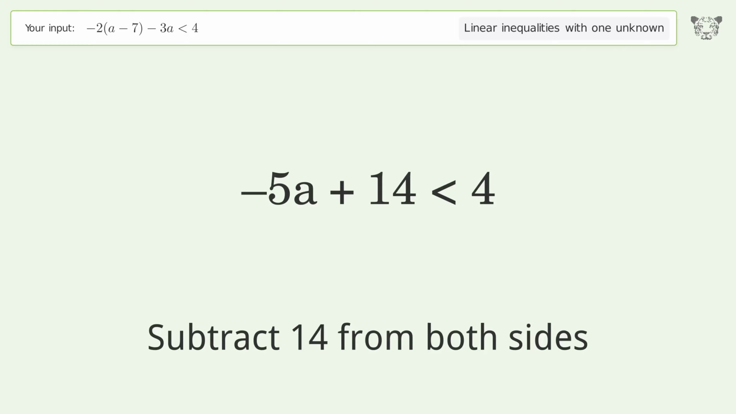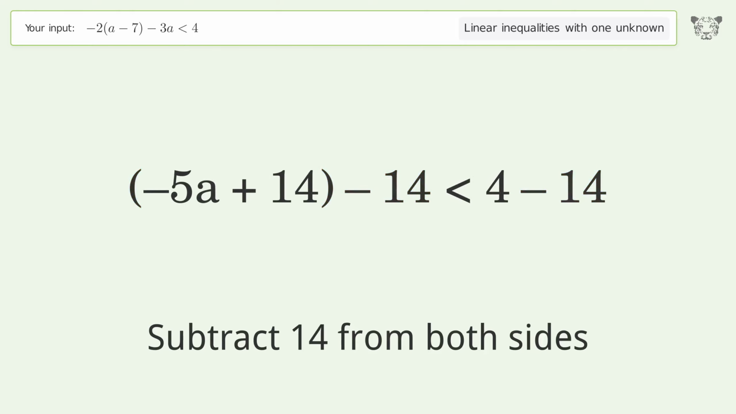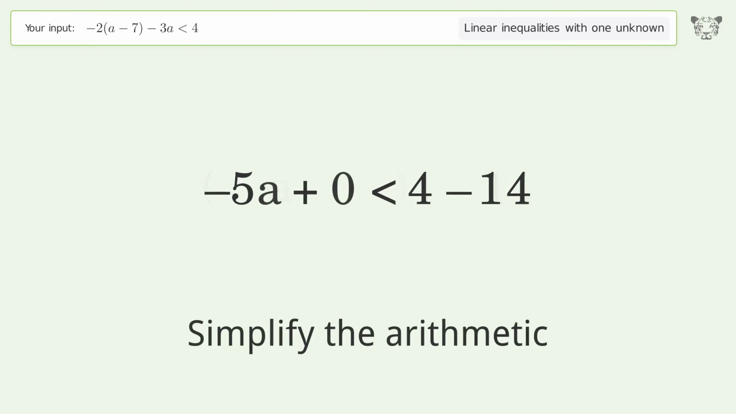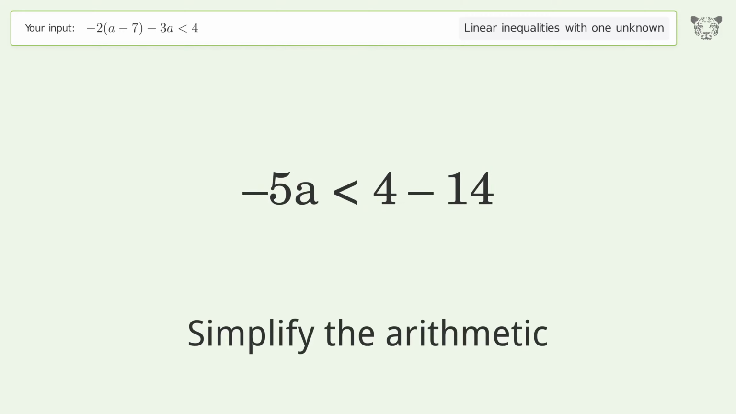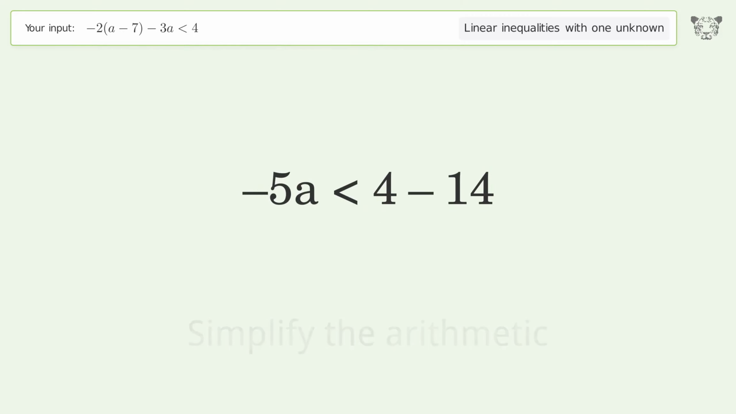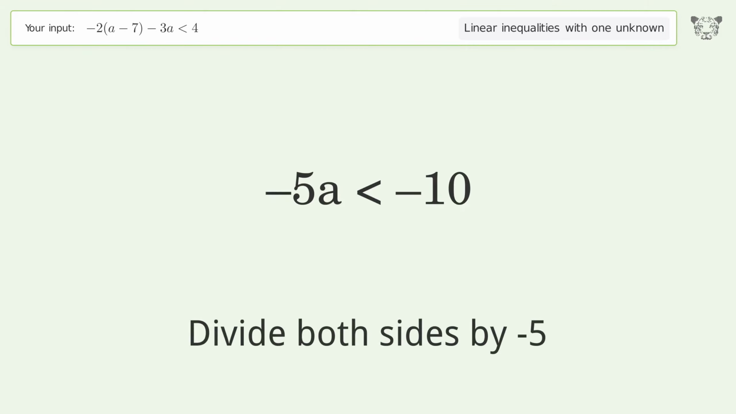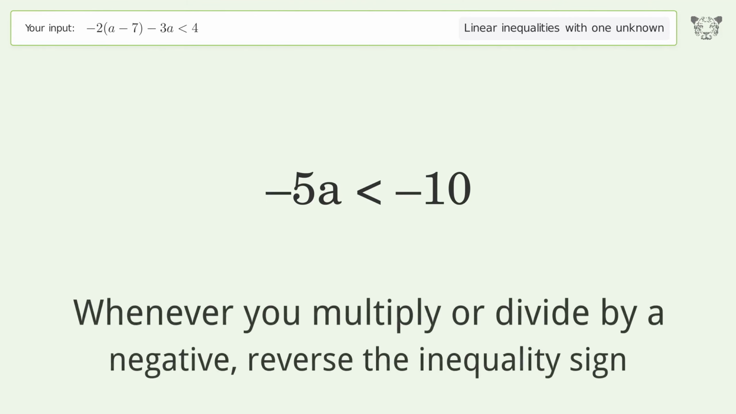Subtract 14 from both sides. Simplify the arithmetic. Isolate the a. Divide both sides by -5. Whenever you multiply or divide by a negative, reverse the inequality sign.